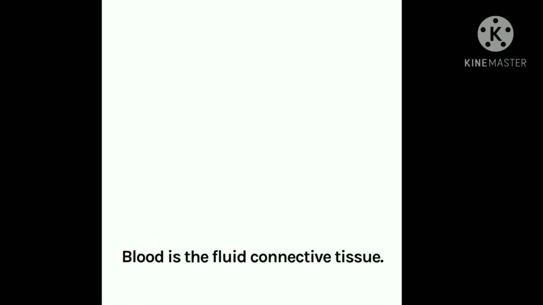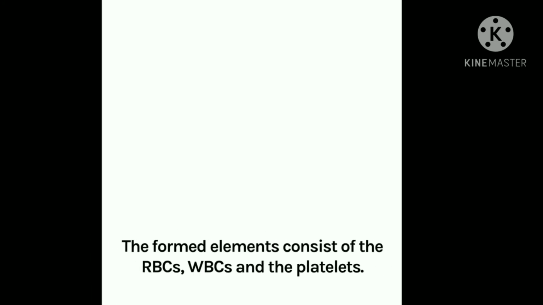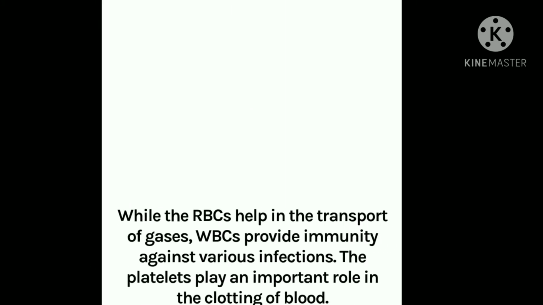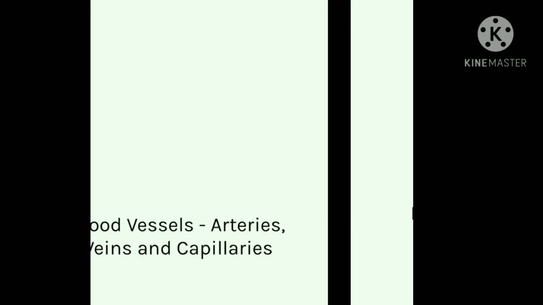Now let us review. Blood is a fluid connective tissue. It has two components: the liquid component plasma and the cellular part. The formed elements consist of the RBCs, WBCs and the platelets. While the RBCs help in the transport of gases, WBCs provide immunity against various infections. The platelets play an important role in the clotting of blood. Now see the blood vessels: arteries, veins and capillaries.